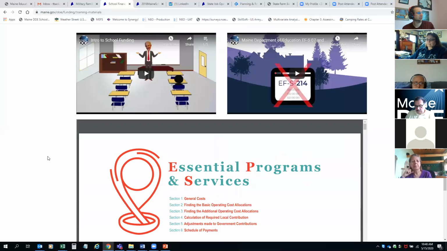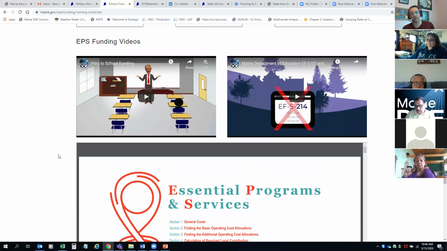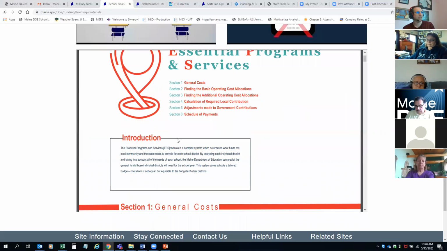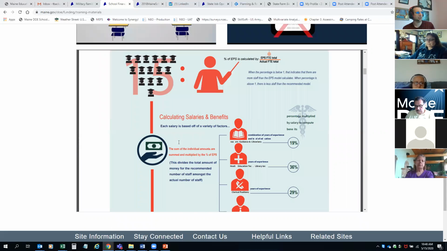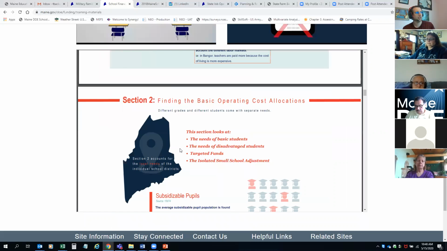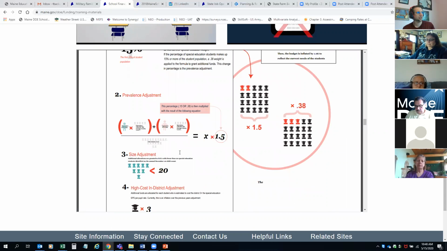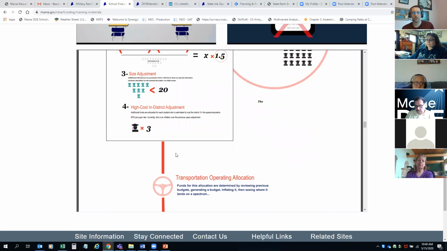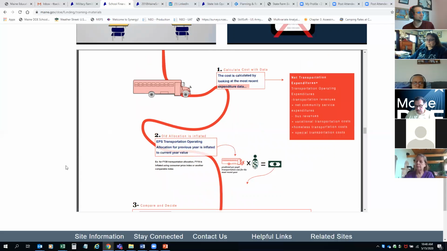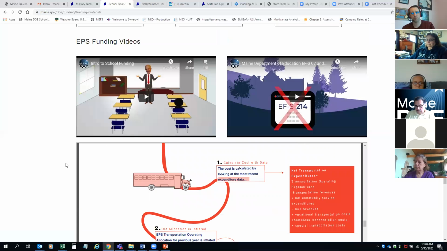And then beyond that, if they want to go slightly deeper beyond the videos, they can come down, and we have a PDF that talks about the whole funding formula. And you can print this out. We go into slightly more detail on how the calculations are actually being done. So we created these both for you, for superintendents, but also school board members and community members, just so that they can have a pretty good understanding of how the funding formula works.